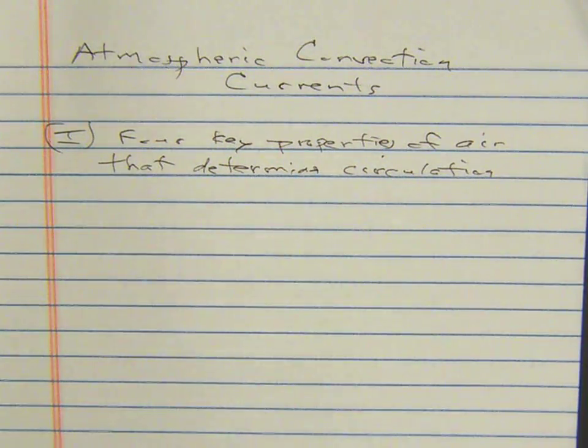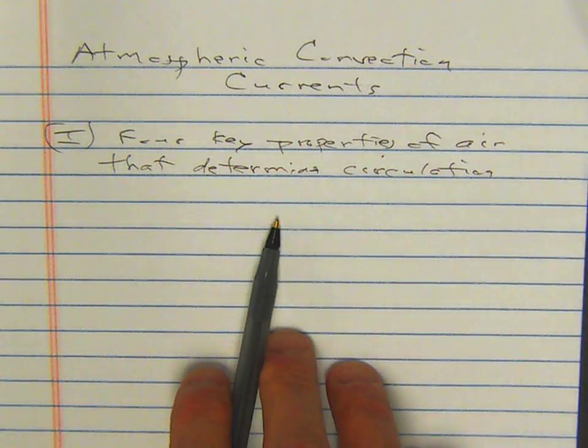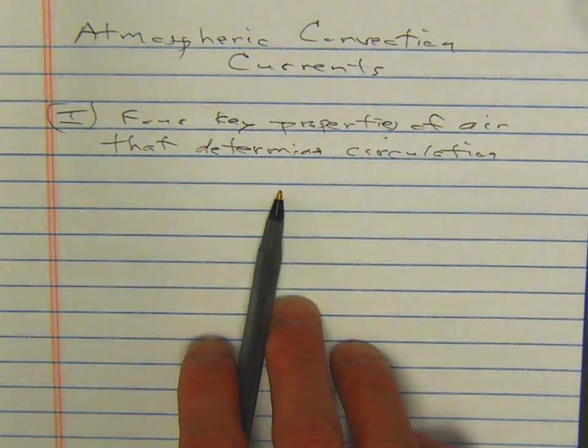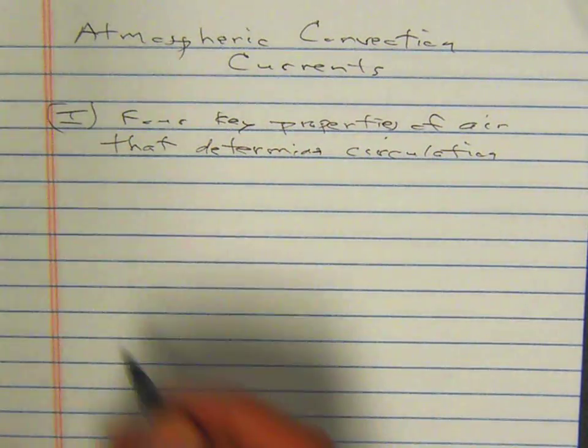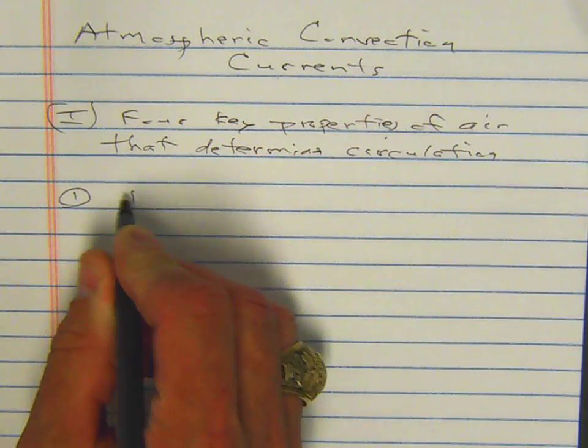This video is about atmospheric convection currents. And specifically we want to discuss four properties that air has that determine basically how it circulates within our atmosphere. The first one is its density.